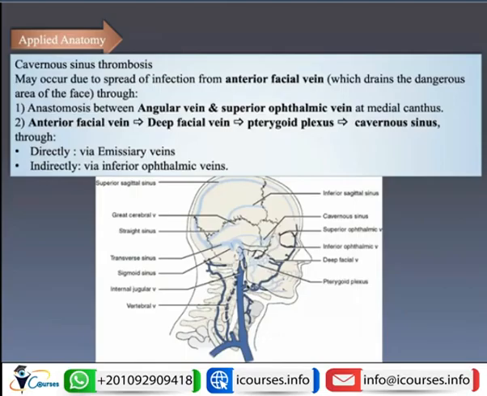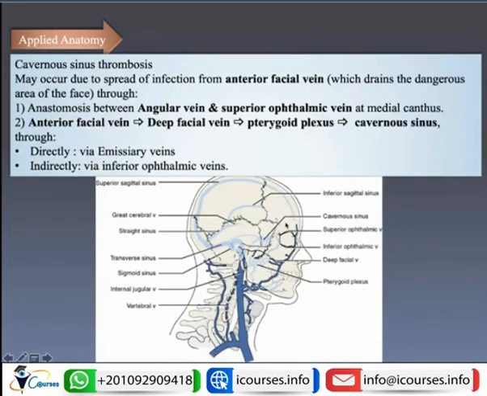So what is the importance of this venous distribution or the communications between the different veins? This is because of cavernous sinus thrombosis. The cavernous sinus thrombosis is a lethal disease. It can kill the patient, and it can come because of these communications of veins together. So if there is a face infection or an infection in the butterfly area of the face, this area is drained by the anterior facial vein.